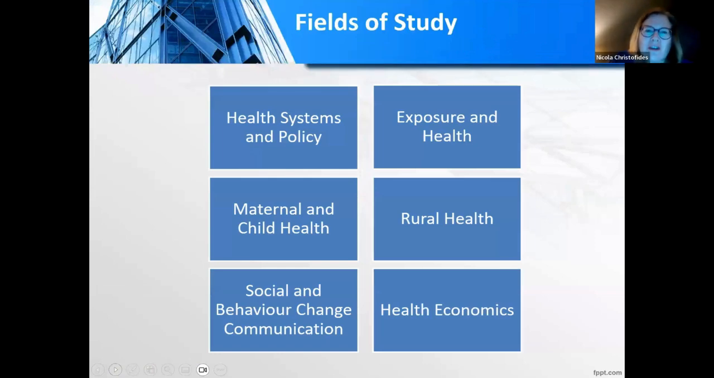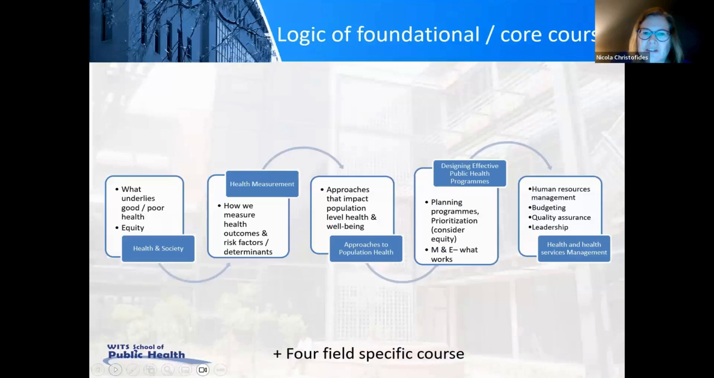These are the fields of specialization that we currently offer on the MPH. Students can undertake an MPH in health systems and policy, in maternal and child health, in social and behavior change communication, exposure and health, rural health, and health economics. So those are our current fields of study.